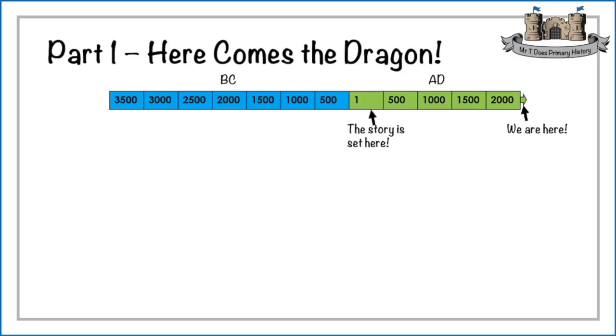Part 1. Here comes the dragon. Before we start reading, let's have a quick look at our timeline. You can see on the right hand side there is an arrow. It says we are here. That represents the year 2020, which we live in at the moment. If we go back in time, following the timeline along, you can see a second arrow. It says the story is set here. That's around 300 AD during the Roman period of history, which some of us will have learned about. Let's get started with our reading then.